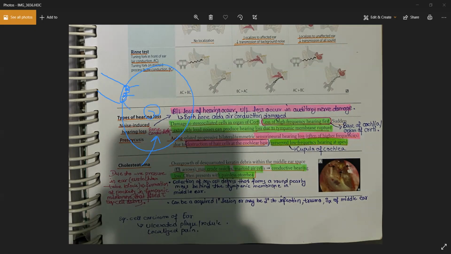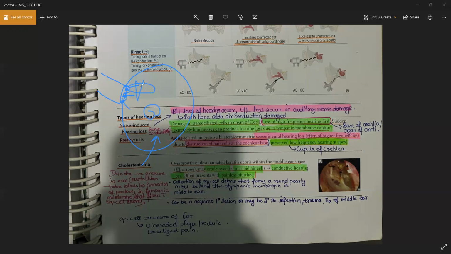And when they start collecting in this pocket, they will form a mass behind my eardrum, and they will appear as a pearly mass. Very important. When you look in the ear with a torch or with a scope, you will see a pearly mass extending from the middle ear, rupturing your tympanic membrane, and this will be a mass filled with squamous cell debris.